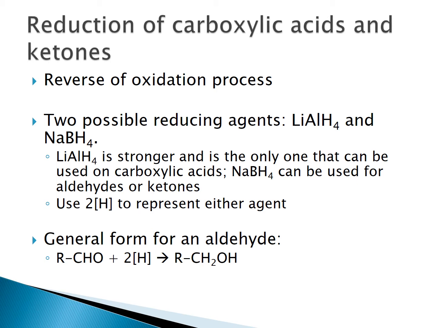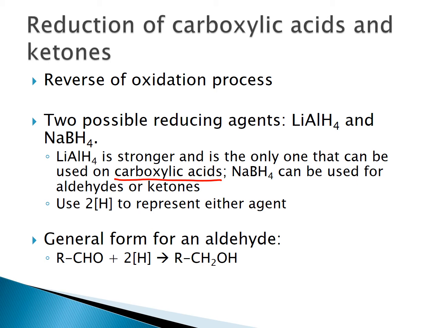And we know that if we can oxidize something, then we should be able to then reduce the product. Okay, so it's just the reverse of the oxidation process we learned before. Now, in order for reduction to occur, you need a reducing agent. So there's two possible reducing agents that we might use for this: lithium aluminum hydride and sodium borohydride. Okay, so lithium aluminum hydride is stronger. So this is the only one that can be used on carboxylic acids. Sodium borohydride can be used for aldehydes or ketones.